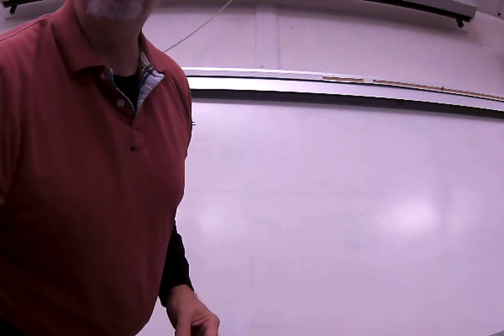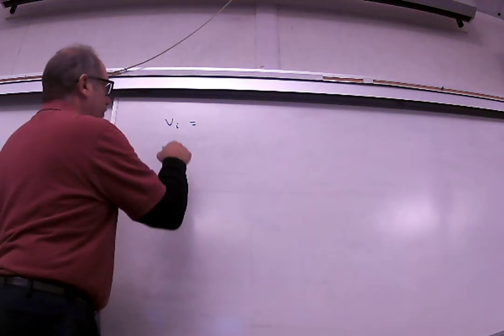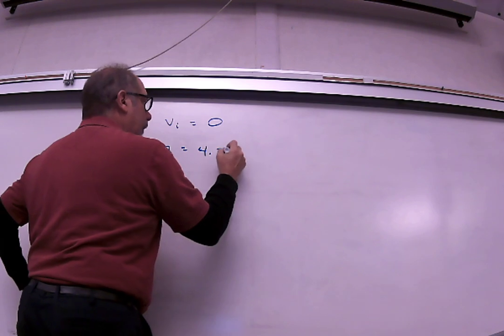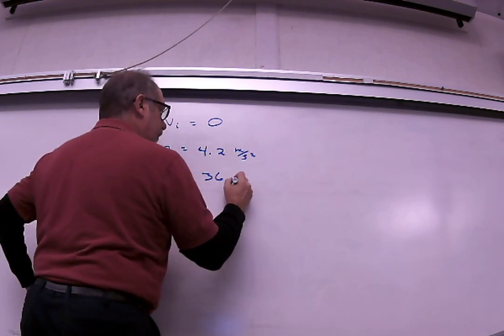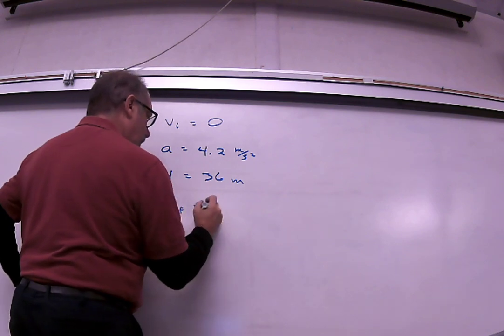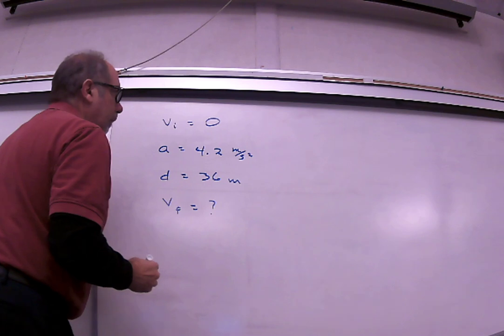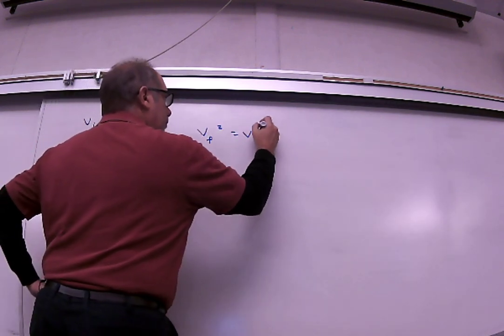All right, so Daily 2 number 1 is where a car is accelerating from rest. So v sub i is equal to 0. It accelerates at 4.2 meters per second squared over a distance of 36 meters. We want to calculate the final velocity. All right, so we're going to use equation number 5 from our equation bank.